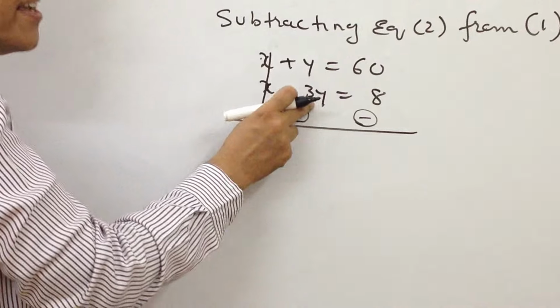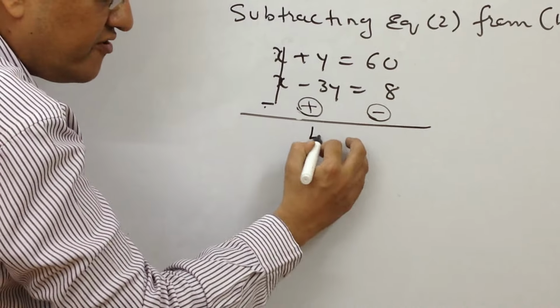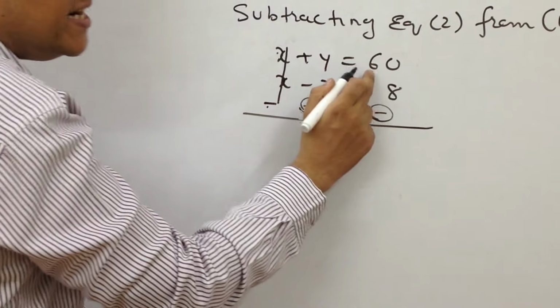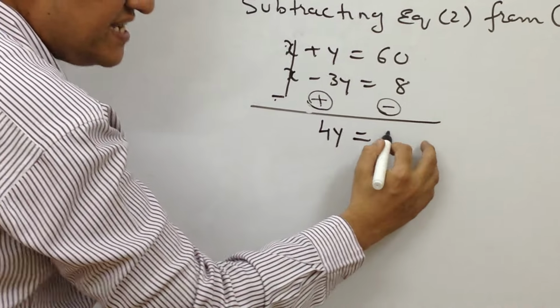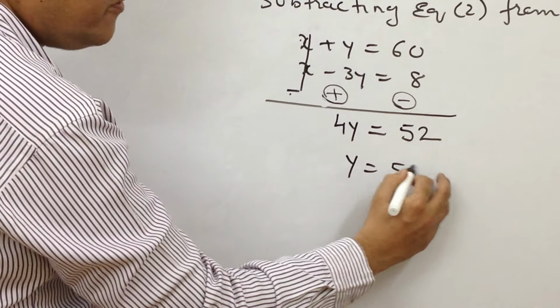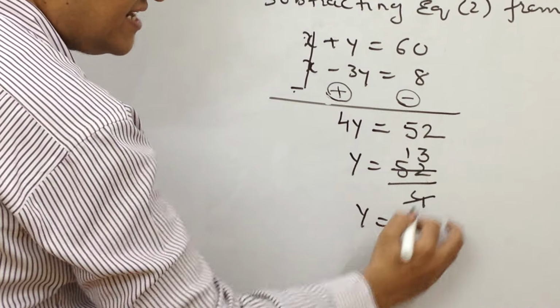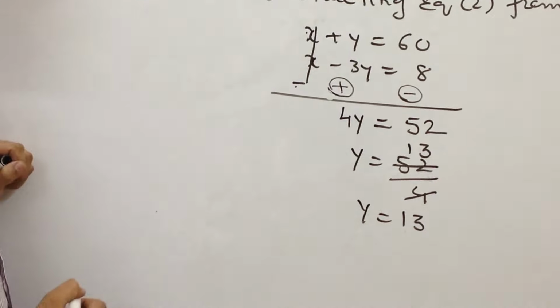y plus 3y and not this minus y. y plus 3y is 4y. Over here, 60 minus 8 is 52. 4y is 52. y is equal to 52 by 4. 4 ones are 4, 13s are 52. y happens to be 13.